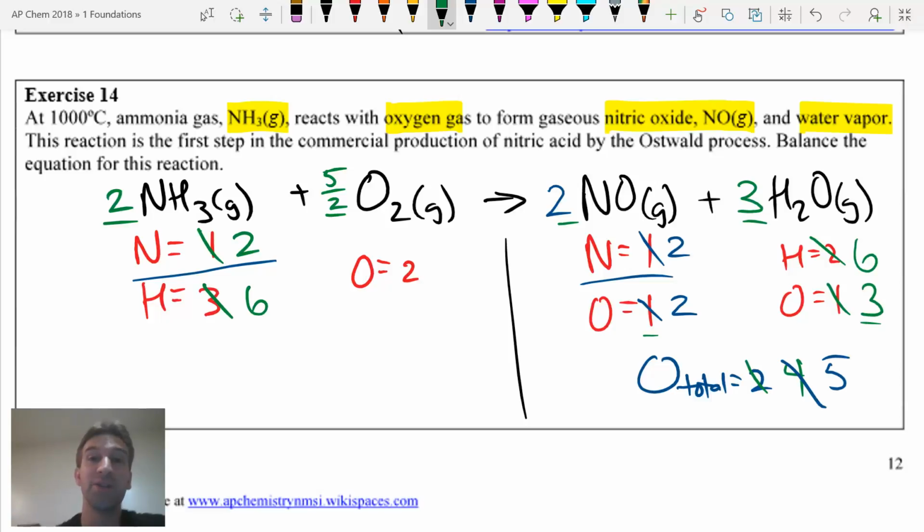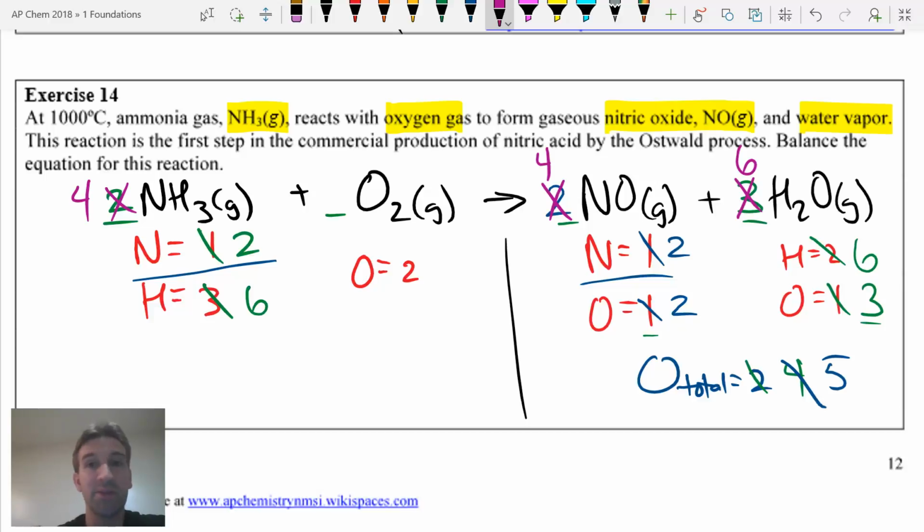Well, we've talked about the strategy that we can employ here. You take the complicated thing and you double it. And in fact, now that I've balanced everything else out, I don't want to restart all that hard work. What I'm going to do is double everything. So instead of being a 2, 4 ammonia. Instead of being 2, 4 nitric oxide. And instead of being 3, we'll make it 6 waters.